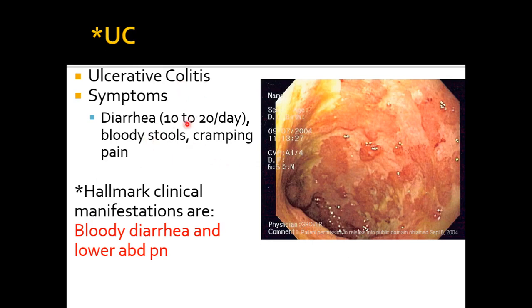So with ulcerative colitis, the symptoms that we see here, diarrhea for sure, up to 10 to 20 times a day. And not just diarrhea, but during flare-ups, bloody diarrhea as well. And because of the colonic mucosal inflammation and ulceration, there's a lot of pain that's involved here too, and it can be described as cramping pain. So the hallmark features that I've got written down here for ulcerative colitis: bloody diarrhea and lower abdominal pain for sure.